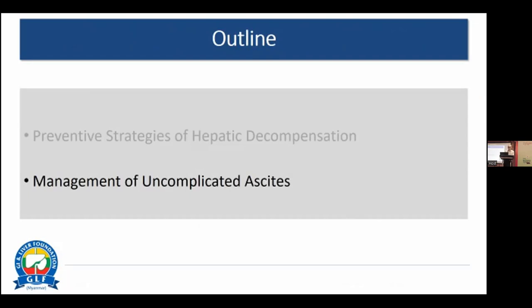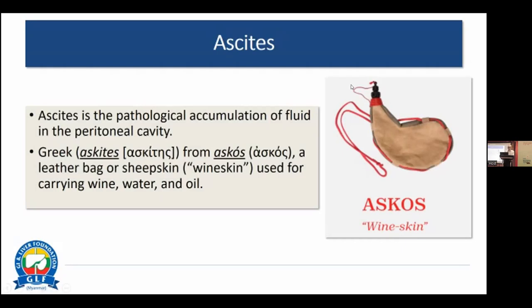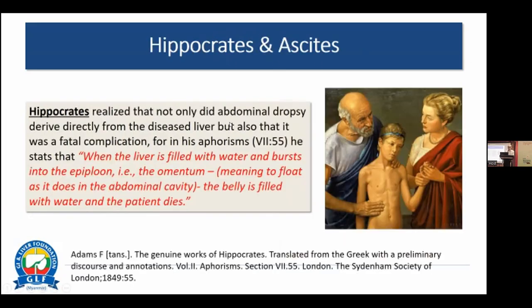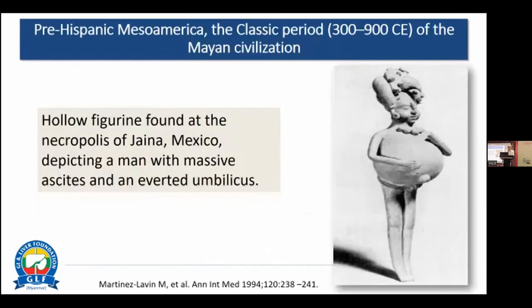Ascites is a pathological accumulation of fluid in the peritoneal cavity, one of the most common complications. The word comes from the Greek. Since Hippocrates, edema and abdominal swelling have been mentioned in association with liver failure and heart failure. It was described around 350 BC, and also in the Hispanic Maya civilization of Yucatan, with massive ascites and an everted umbilicus.